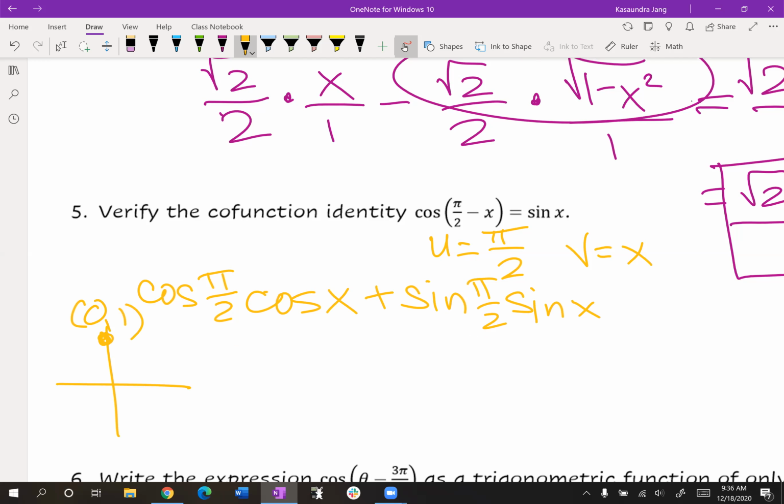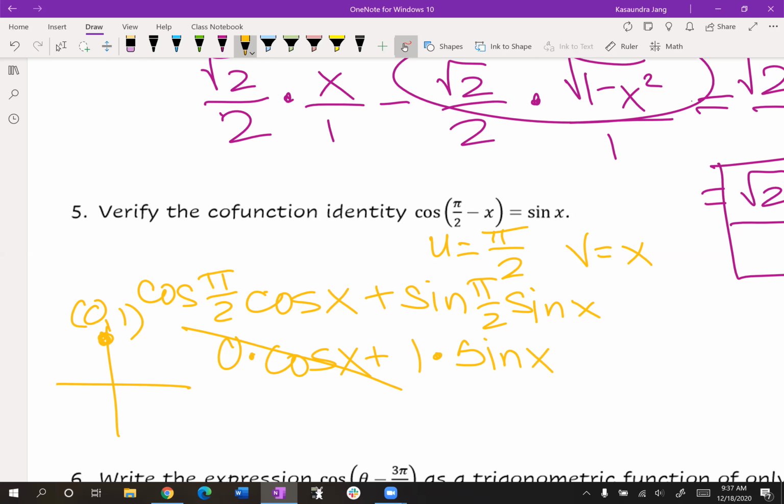0 being the x value, the cosine. So this cosine right here, that's a 0 times my cosine of x. Plus, let's see, sine of pi halves, sine is the y value. So my y value is a 1 times the sine of x. All right, and 0 times whatever, this is 0, this is gone.